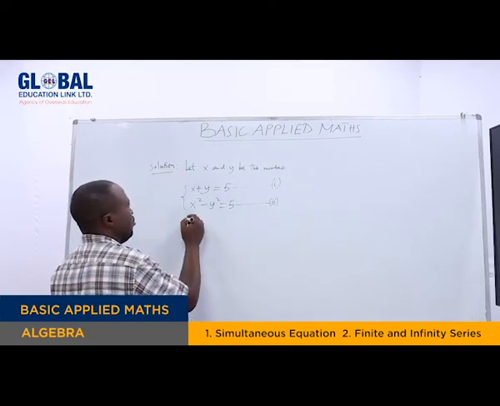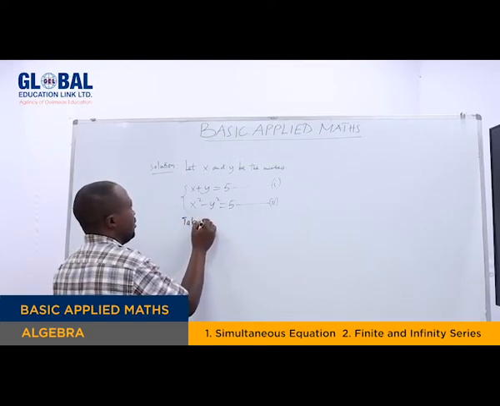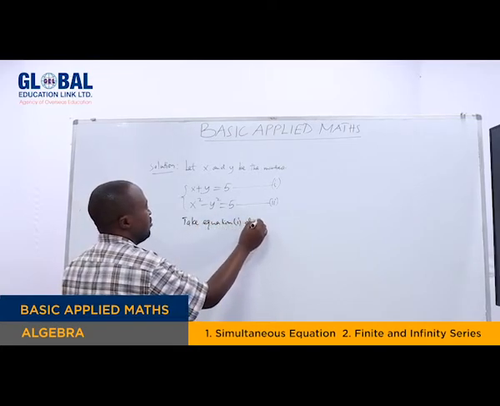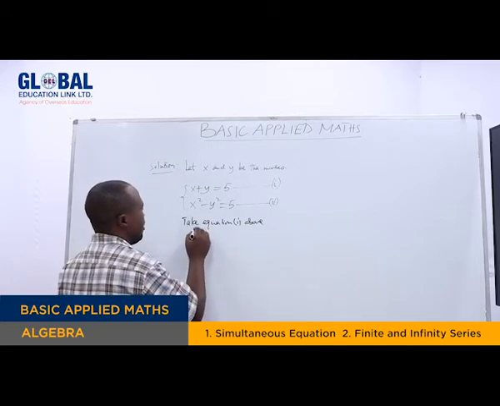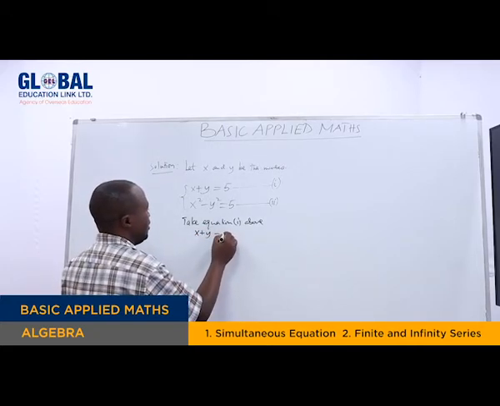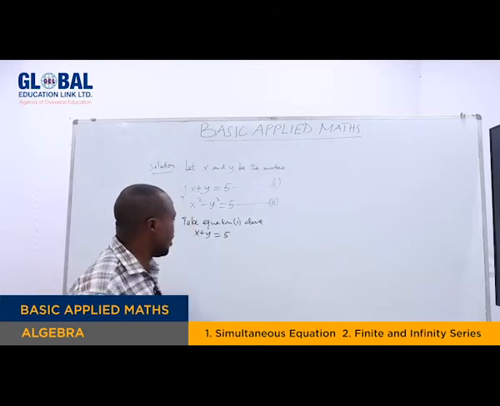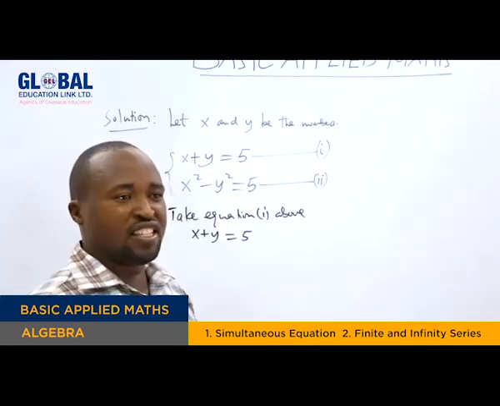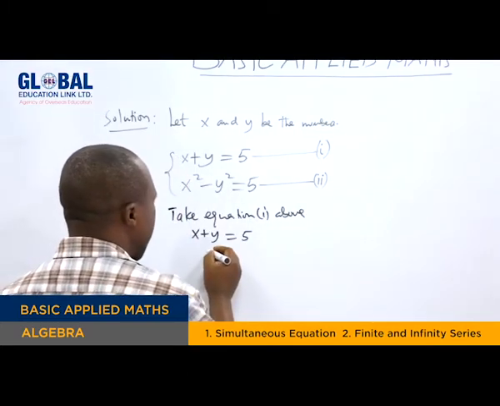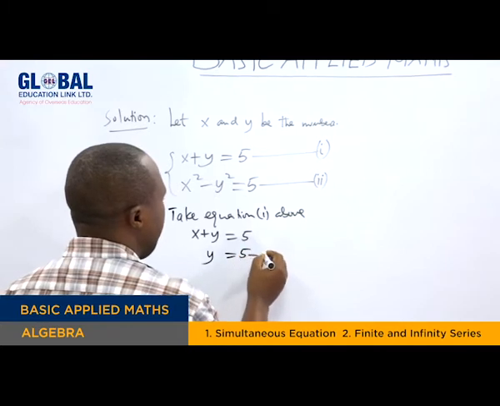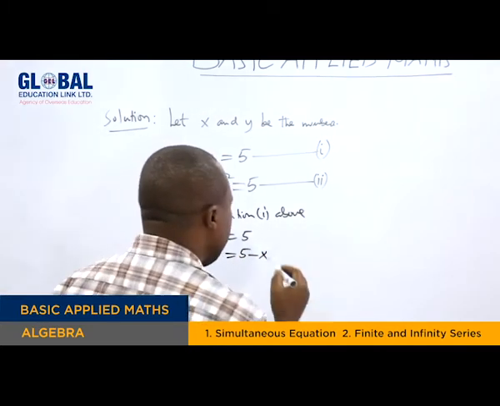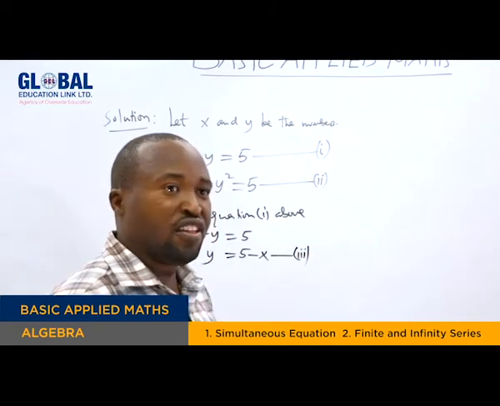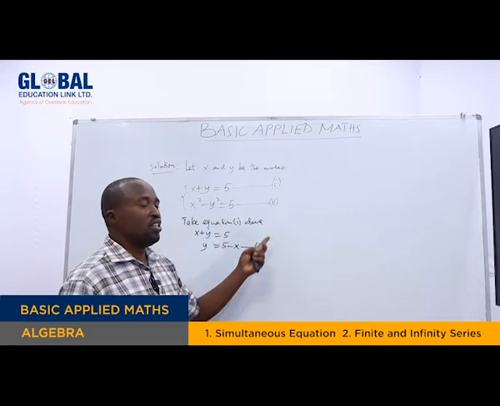Now take equation 1 above, that is x plus y is equal to 5. Now it is your decision either to make x the subject or y the subject. Now suppose we make y the subject. So we are going to have y is equal to 5 minus x. Now call this equation 3. Now we have 3 equations, equation 1, equation 2, and equation 3.